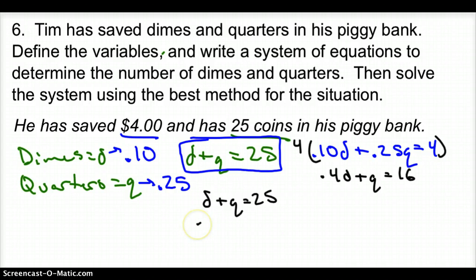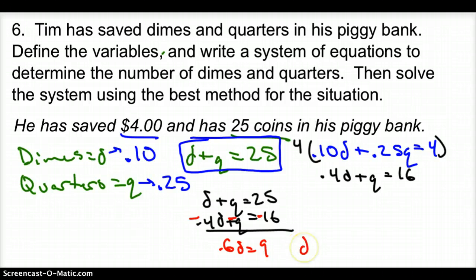Then it's 0.4D plus Q equals 16. I draw my line. I want to cancel out the Q, so I have to subtract. So I'm going to change all the signs. So now I have 0.6D equals, and that is 9. And so finally, D equals 15.